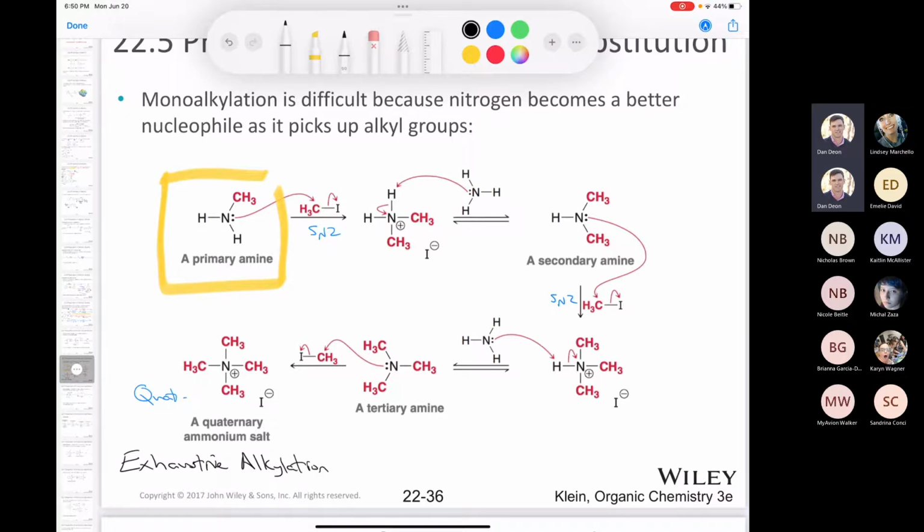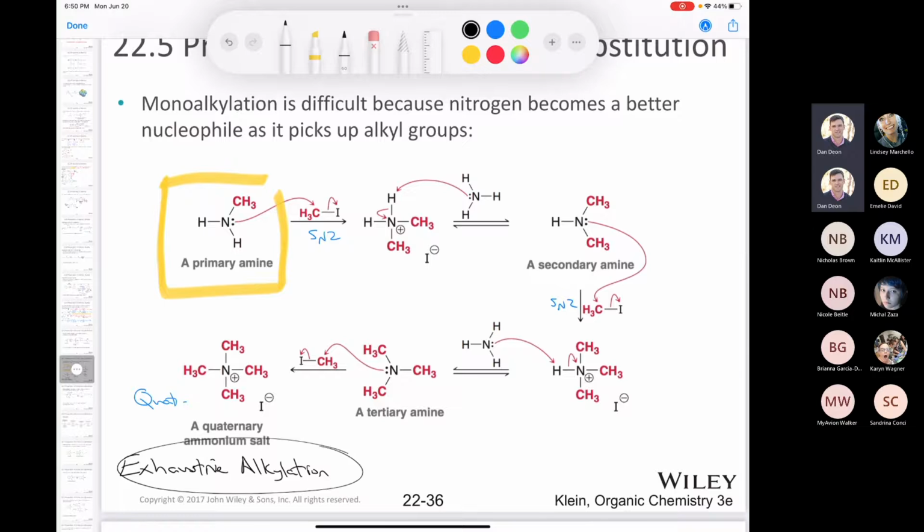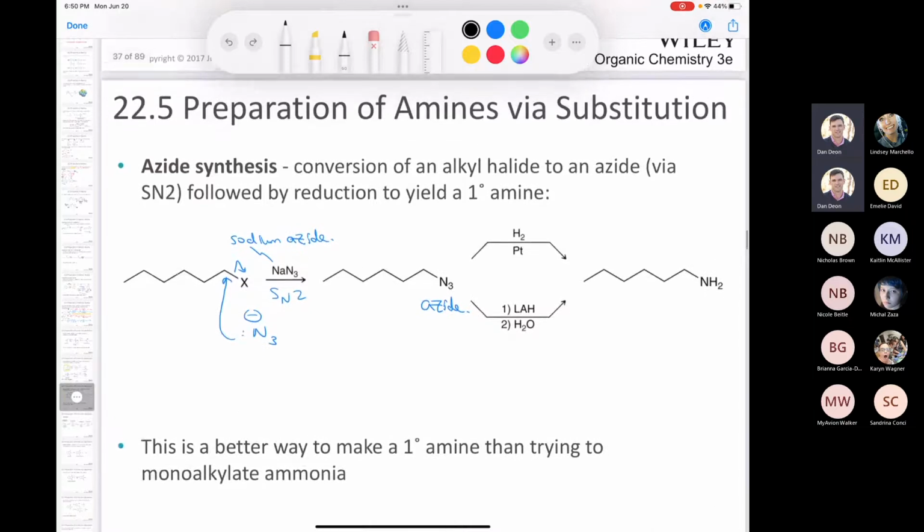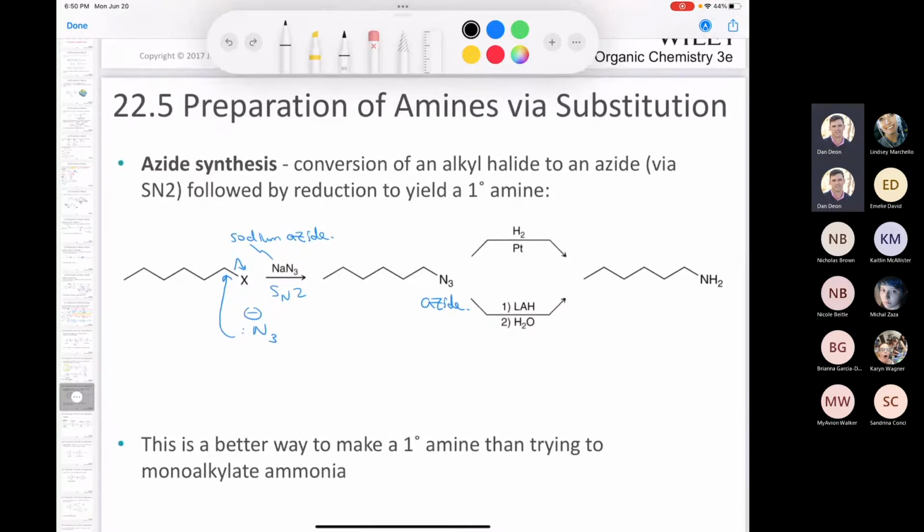Now you might be wondering, is there any utility to exhaustive alkylation? And the answer is yes, there is, in something called Hofmann elimination. That's something we'll discuss the next class, so don't worry about it for today. Let's go back here. Just another quick thing I'll say about the azides, and I don't have a lot of experience with azides, is that azides are explosive.